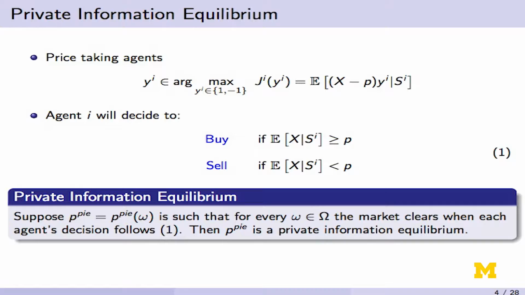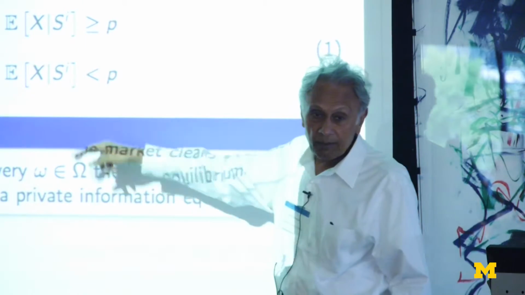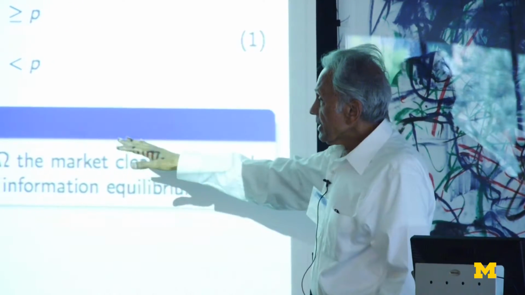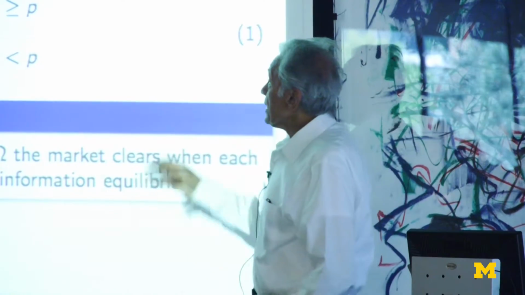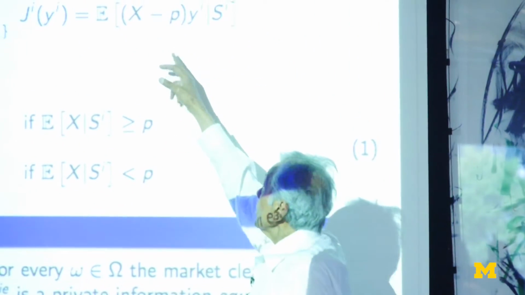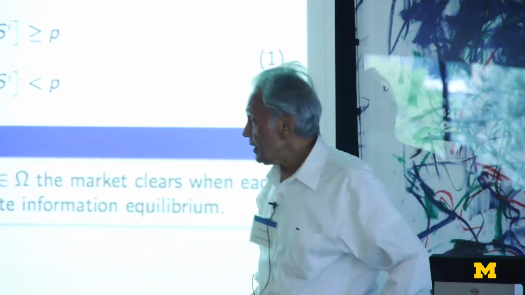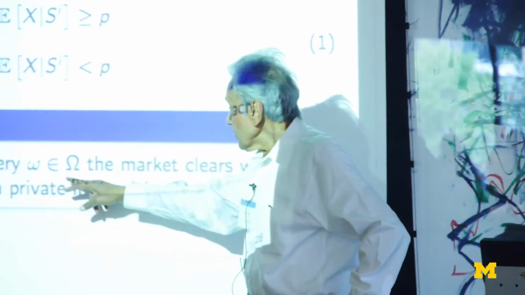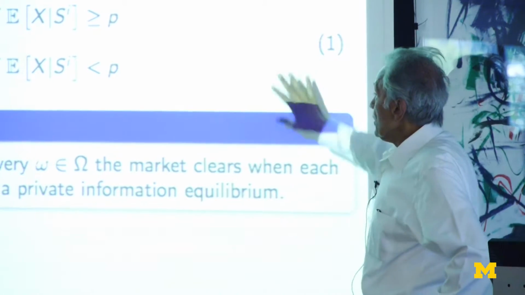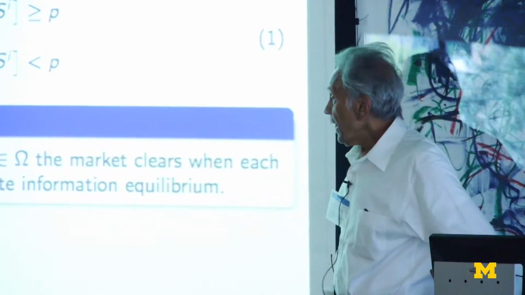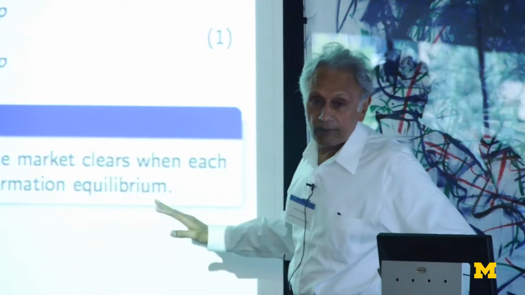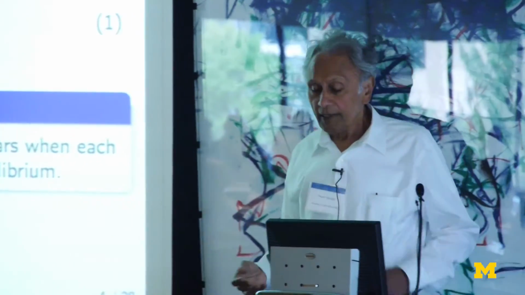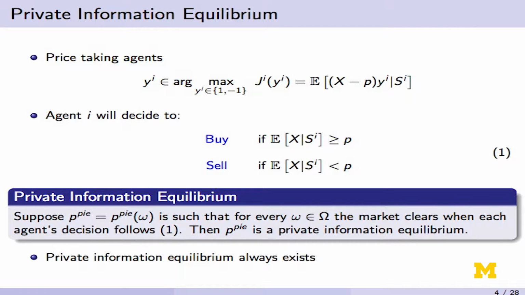So they're going to try and maximize the expected value of their profit, conditioned on what they know. So the agent will decide to buy or sell depending upon whether the expected value is larger than P, then you're willing to buy. If it's smaller than P, you want to sell. So we'll say a private information equilibrium is just some function P, which depends upon omega, depending upon what the realization is going to be, such that for every omega, the market will clear when everybody follows their own decision. And P is a private information equilibrium. So that's the normal way in which we define people's behavior. And such an equilibrium always exists. It's just the intersection of those two curves, up and down.